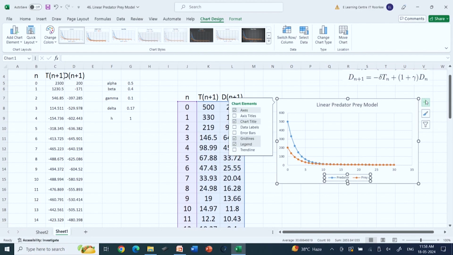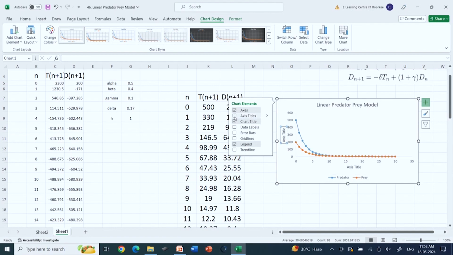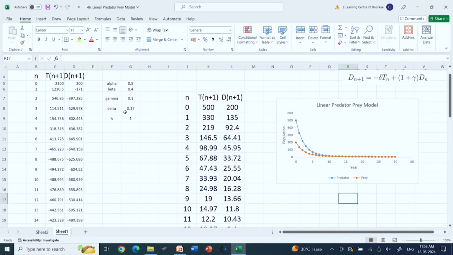If I want to remove the grid lines, I will. If I want an axis title, I will put it here. So this is your time, or you can put year, and this is your population, and you get this. So you can see that with these parameter values, we have already proved that the equilibrium 0, 0 is stable, and hence if you have started from 500 and 200, it approaches 0.